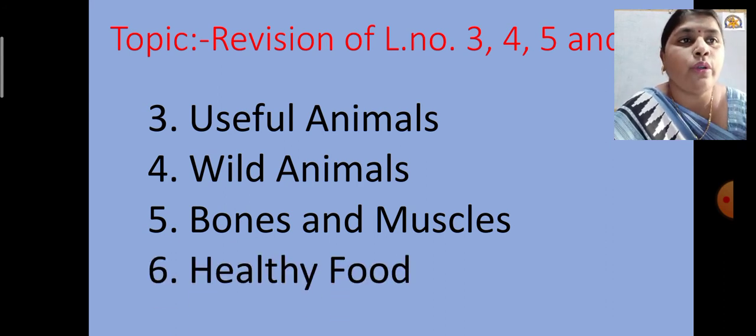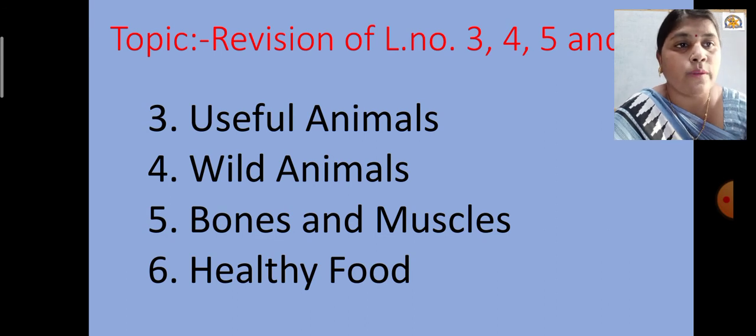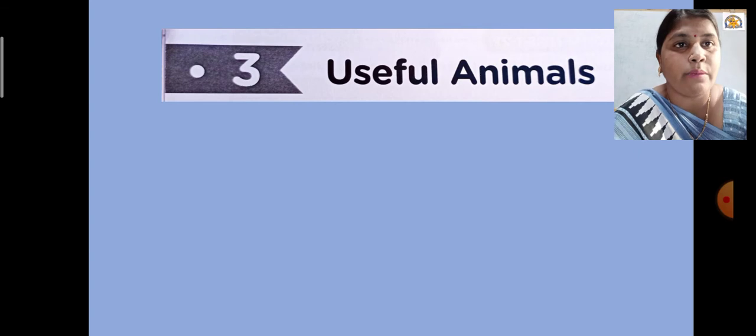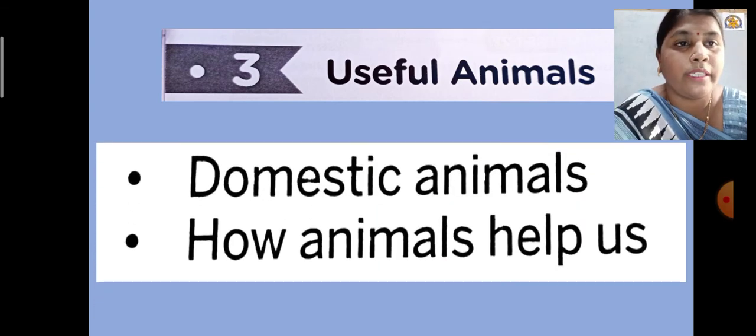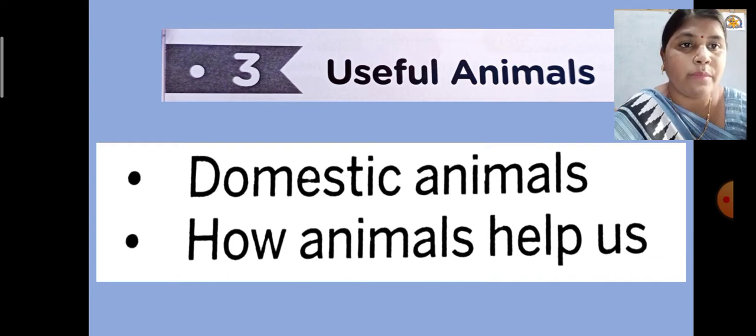So in this video I am going to take revision with the help of a worksheet, and most of the worksheet you have to solve yourself. I am going to explain it to you. So let us start lesson number 3. What is the name of lesson number 3? Useful animals. First of all we will see what we learn in this lesson. We learn about the domestic animals and how animals help us.